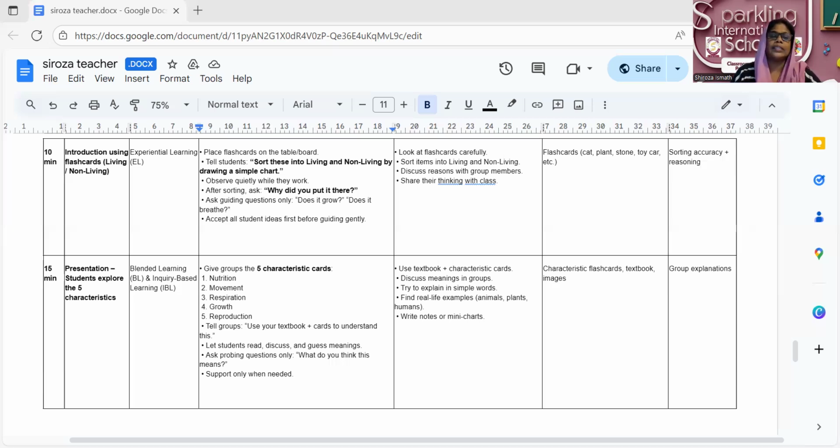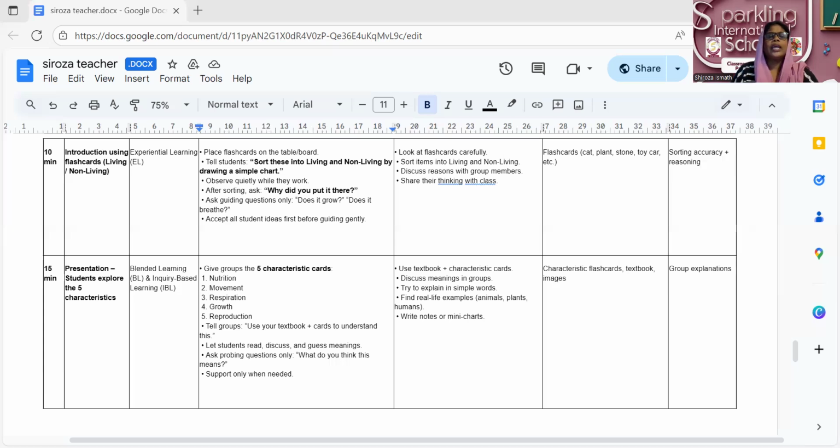For inquiry-based learning, I will ask the children, what do you think nutrition means? Can you give me an example for growth? I support them only when they need it, so they learn to think and find the answers by themselves.